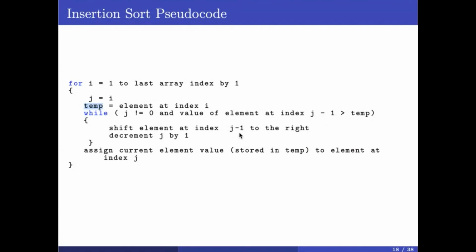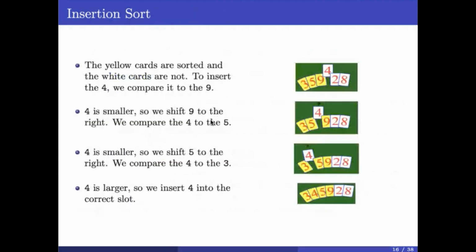Do what? Shift the element at the index j minus 1 to where? To the right. So that means shift it to the element j. Then decrement the value of j. That means it looks like we are here. 9 is greater than 4, so shift 9 to the right, and override whatever we have under this position with the value of j.